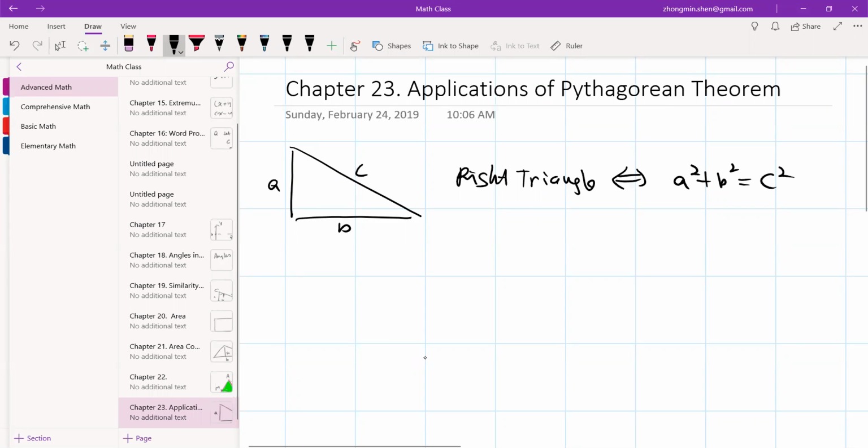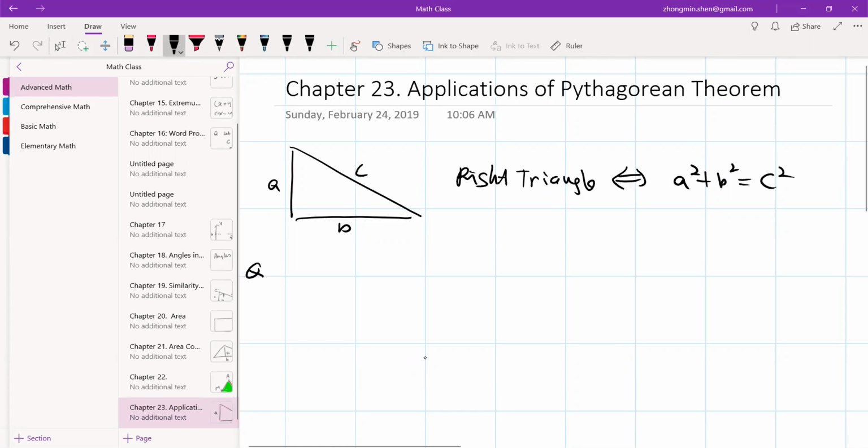In other words, if the three sides satisfy this equation, a squared plus b squared equals c squared, this must be a right triangle. Right. So the theorem itself is very simple. So we are going to do the following problem.